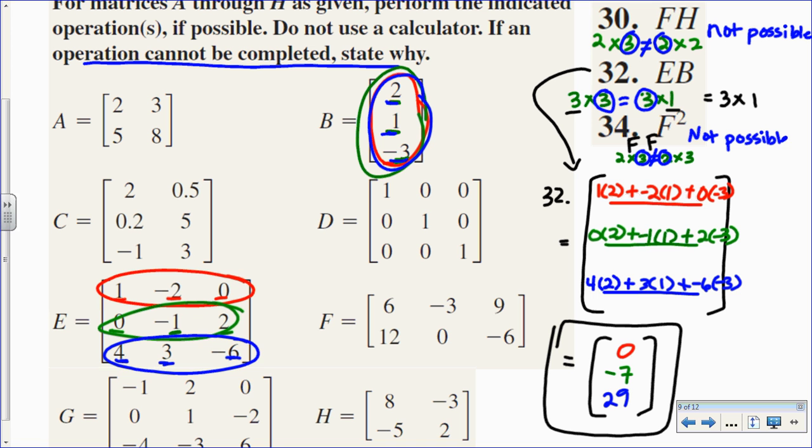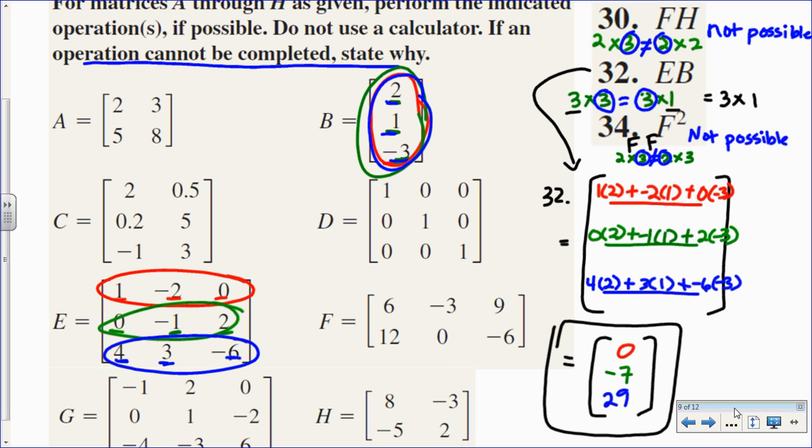Is it possible to cube a matrix? Yeah, it would still have to be a square matrix. The order matters, so you would do the first two and then the last one. But you won't have to do that.